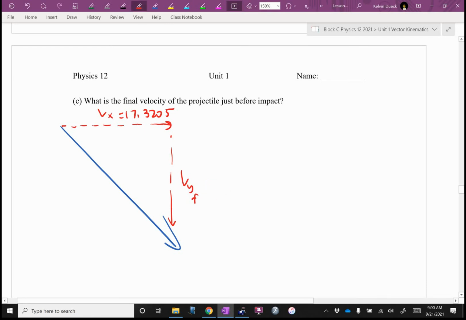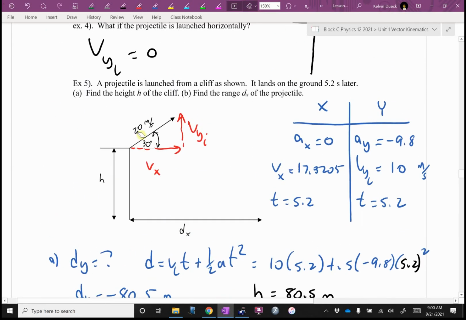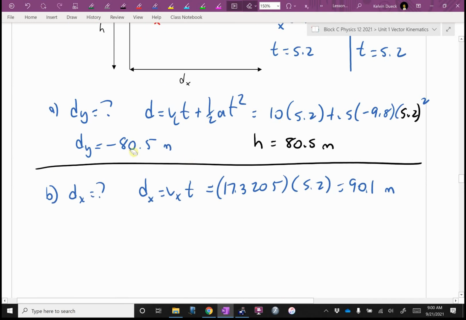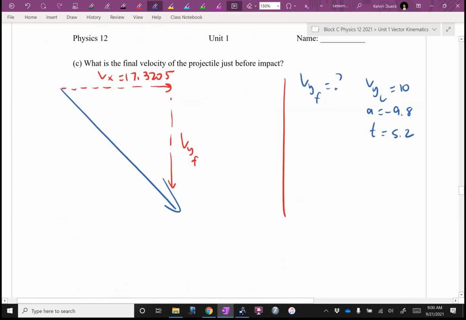Okay, so I sucked you in, and you can again see how tempting it would be. Oh, that's a VY, I'll put the 10 there. No, no, no. By the way, if you put the 10 there, do you know what you would get when you found the slanty? You would get 20 meters per second at a 30-degree angle because you would have just recreated the original slanty velocity that I gave you. I need to find that. Well, Vy initial was 10. A was negative 9.8. Oh, and they told me T, 5.2. I could also use the D of negative 80.5, but I think this is going to be the easiest one to find Vy final with.